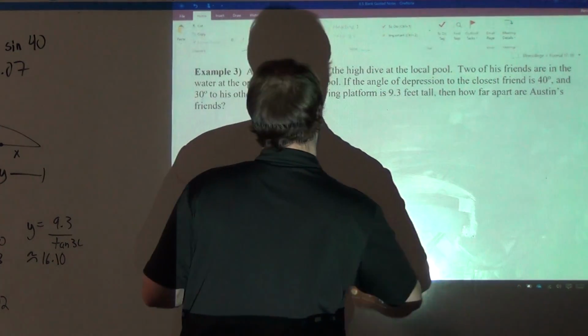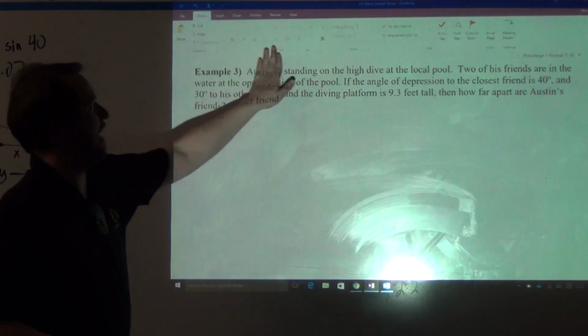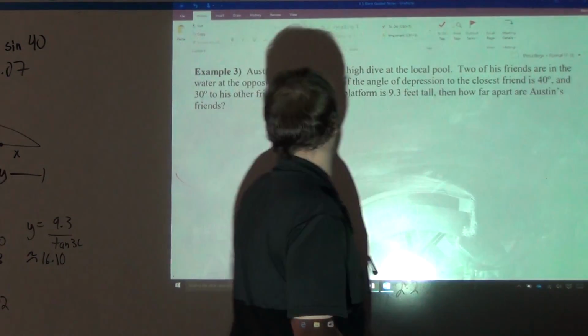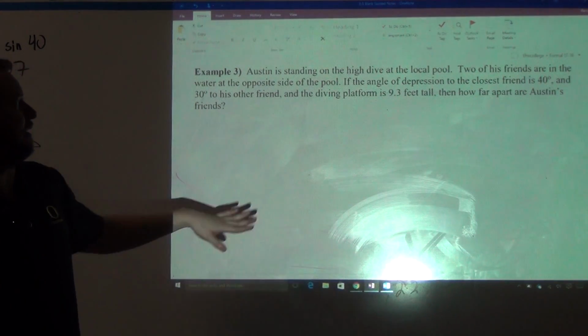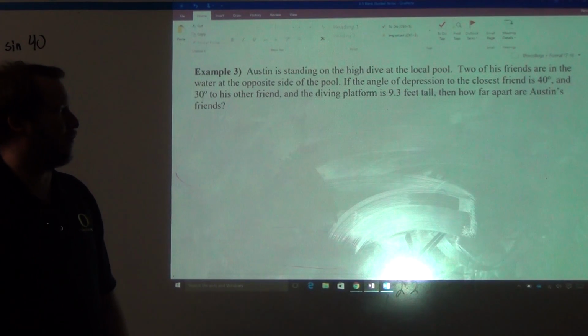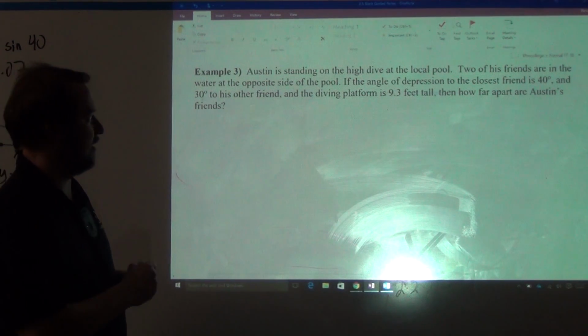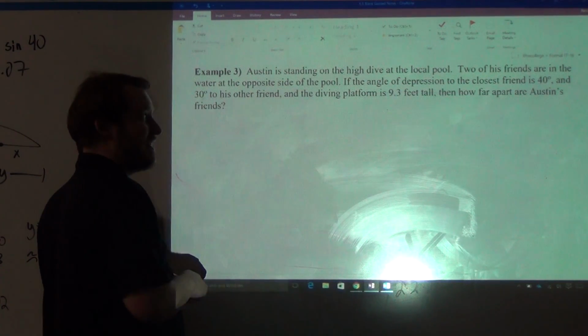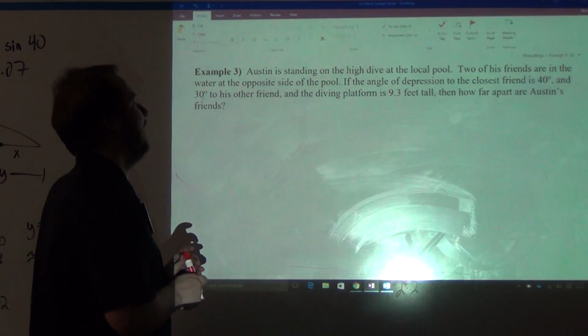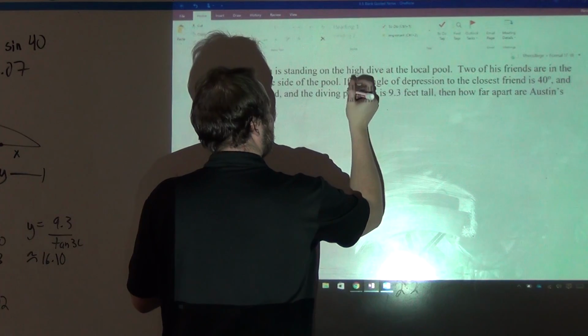We've got that Austin is standing at the high dive of his local pool. Two of his friends are in the water at the opposite side of the pool. If the angle of depression to the closest friend is 40 degrees and 30 degrees to the other friend, and the diving platform is 9.3 feet tall, then how far apart are Austin's friends?